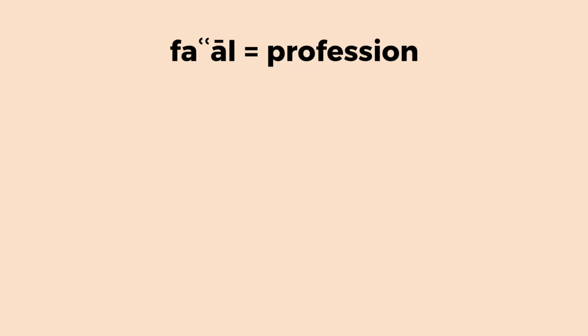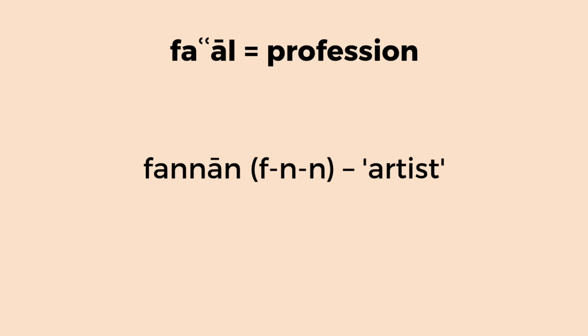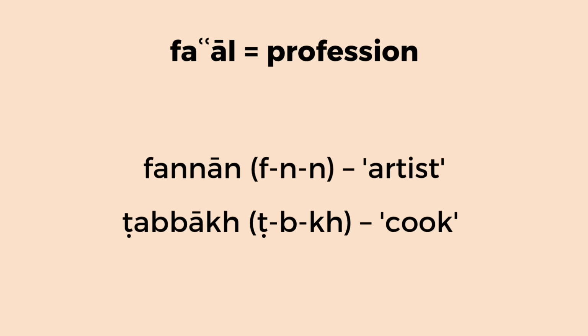We also have the pattern fa''al, which often describes a person whose profession is related to X. Examples, fannan, artist, from the root fa, nun, nun, which relates to art. Tabbakh, cook, from the root ta, ba, kha, which relates to cooking. These patterns show how the same root can generate a wide range of meanings depending on its form.